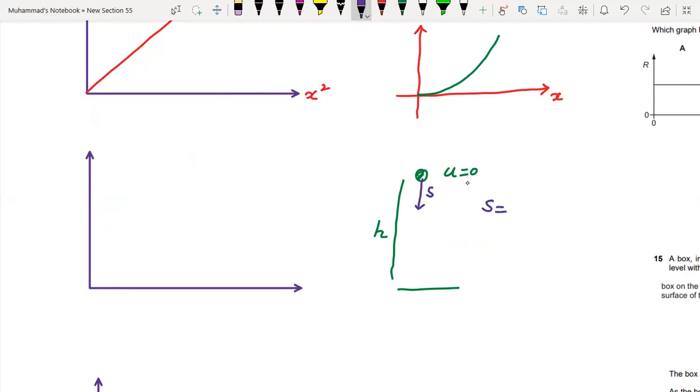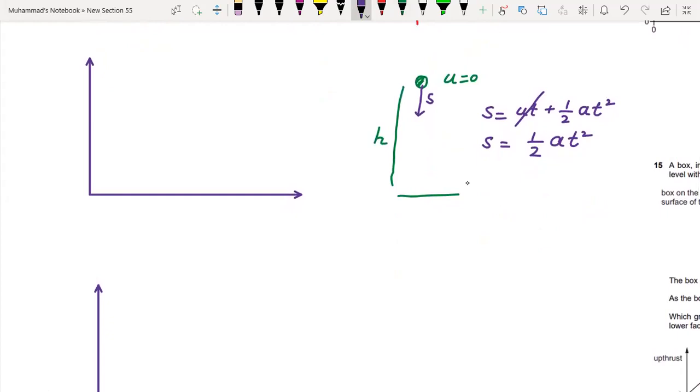You know, the equation of motion is ut plus half at square, and you know that u is 0, so s is half at square. Okay, so you can see that s is proportional to t square, whereas acceleration is constant. So if you have to sketch the graph between s versus t square, it will be a straight line.